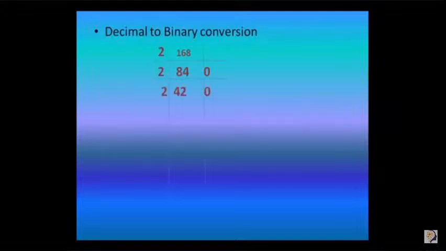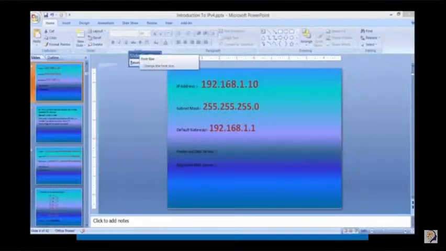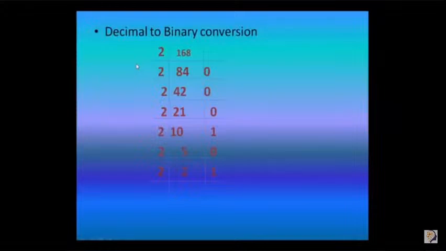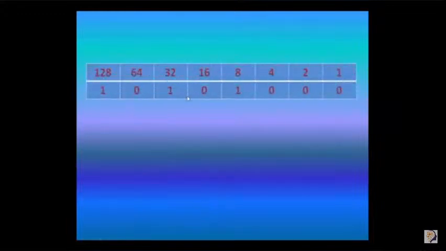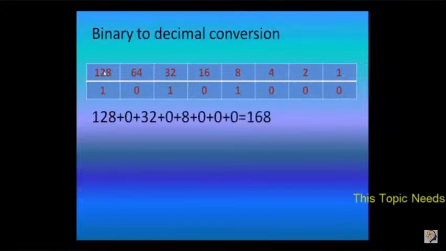Okay, same process here. 160 is the decimal number, keep dividing by 2. Look here. 10101000 will be the equivalent. Start reading from this side to this side. The reversal process is the same. 10101000. 2 raised to power 0, 1, 2, 3, 4, 5 up to 128, and it will be 168.